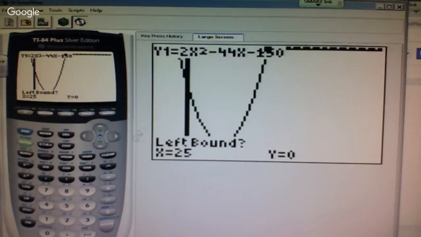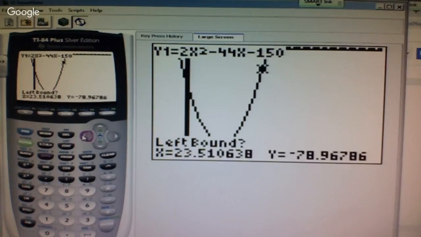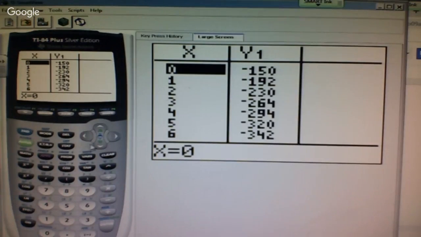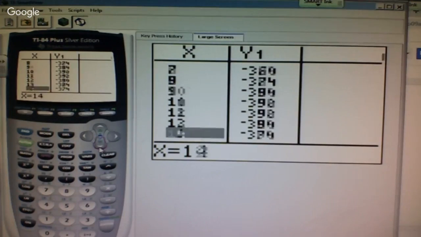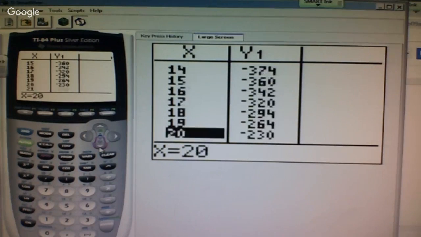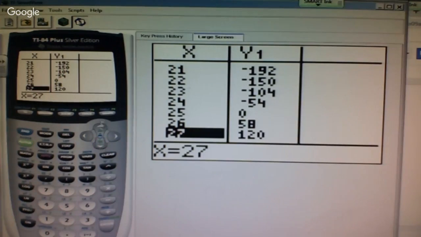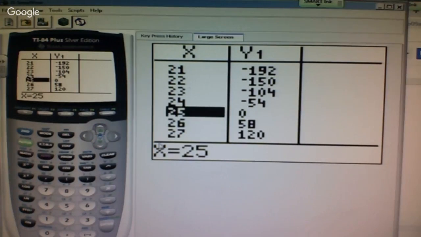Hold on. Let me do this. It's 25 on the table. Yeah, you did the same thing we started with, the x-intercept, and then you told us to do the vertex. Oh, intercept. Intercept will work. I'm so sorry.